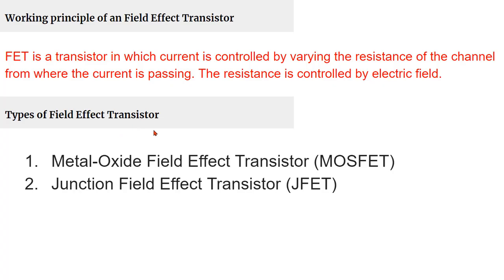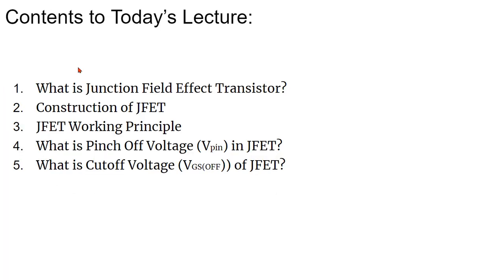The types of field effect transistor. One is the metal oxide semiconductor field effect transistor, which I have already discussed. You can watch my lecture on MOSFET. And the second one is the junction field effect transistor, which is our prime topic today. The contents of today's lecture are: first we will discuss what a junction field effect transistor is, then we will study the construction of JFET and the working principle of JFET, and at the end of the lecture we will discuss two important terms: pinch off voltage in JFET and cut off voltage of JFET. So let's start today's lecture.